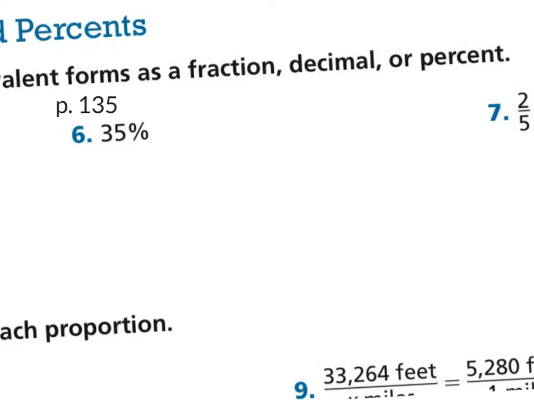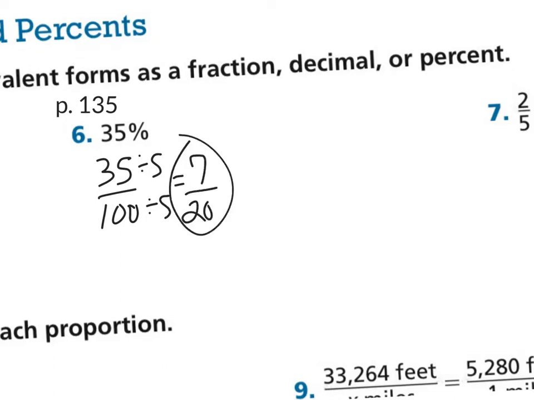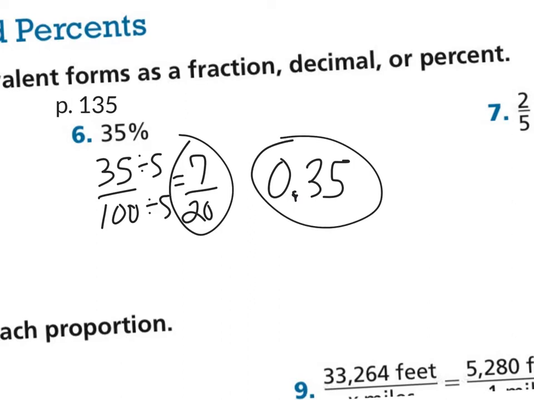So number 6, 35%. If we're going to write that as a fraction, that would be 35 over 100. This time we can reduce. Those are both divisible by 5. And that would be 7 out of 20. 7/20ths, we can't reduce any further. Our decimal would be 0 and 35 hundredths, or just 35 hundredths. Sometimes we put the 0 so we can see the decimal point easier. You can get that straight from our fraction here. Fraction was 35 hundredths, decimal would also be 35 hundredths.